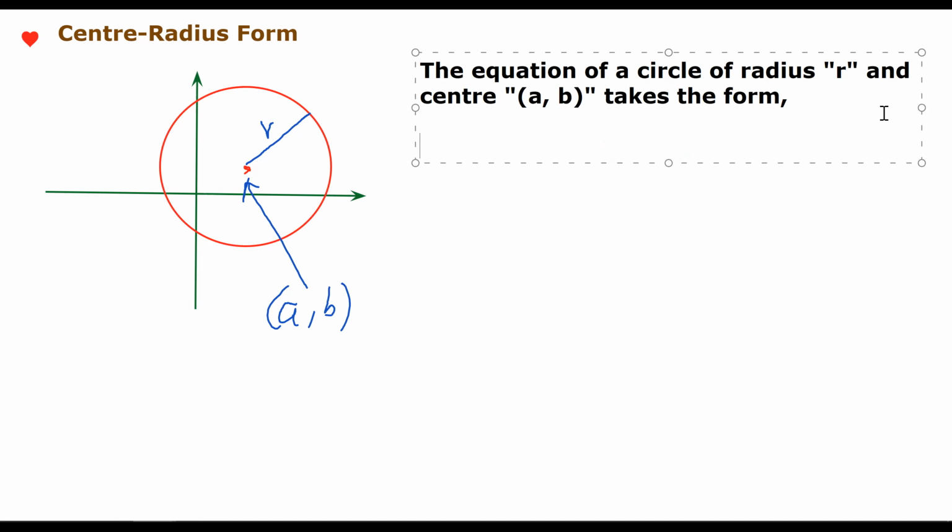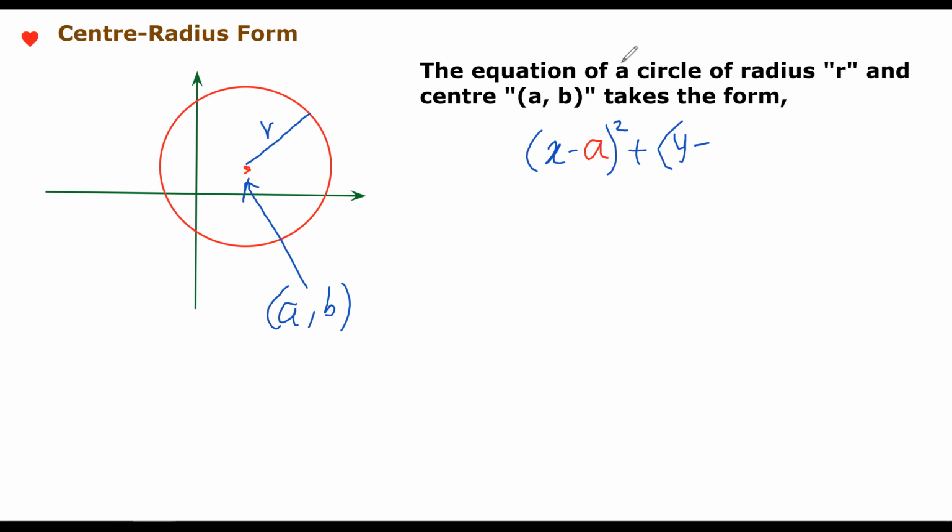Here's the form. The form is x minus A squared plus, somebody saying something, let me finish writing this and check that. y minus B squared equals, I'm putting in red that information, let me put the square also in blue, R squared. That's the form.